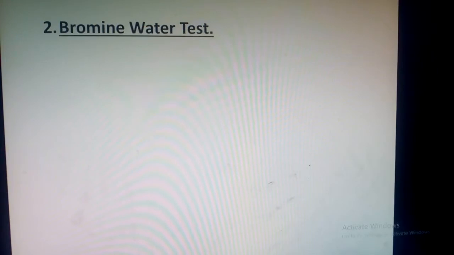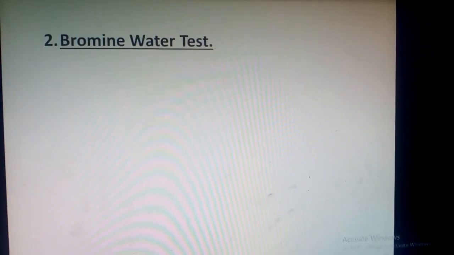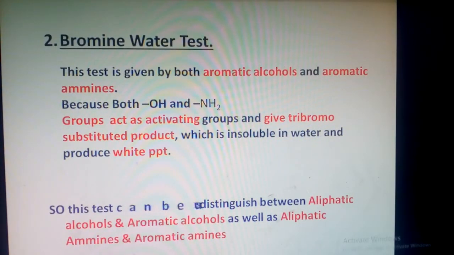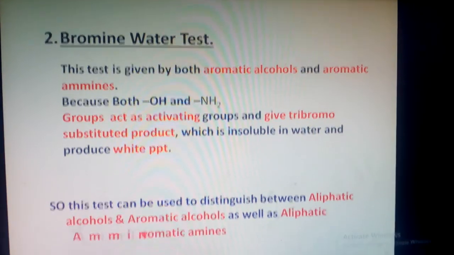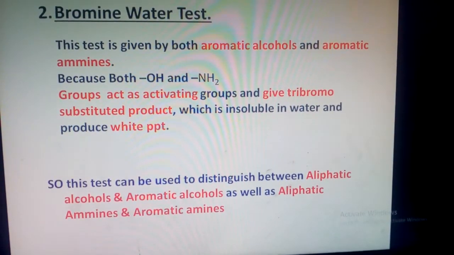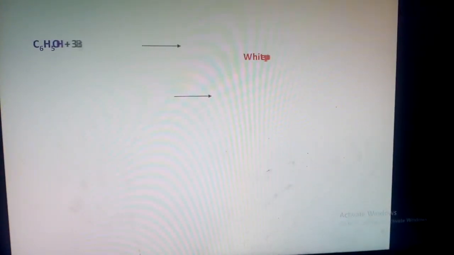Then we have the bromine water test. This test gives the same observation when we use it with primary aromatic amines, that is aniline, as well as aromatic alcohols. Because in aromatic alcohols and in aromatic amines, the OH group and NH2 group respectively act as activating groups towards substitution reactions and give a 2,4,6-tribromo substituted product with bromine water.